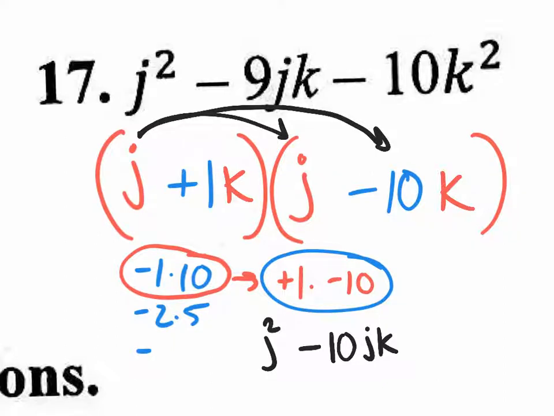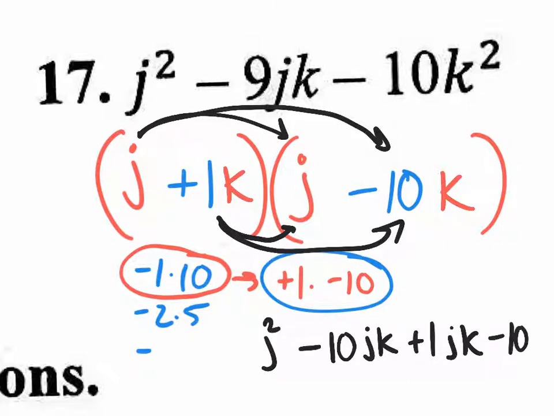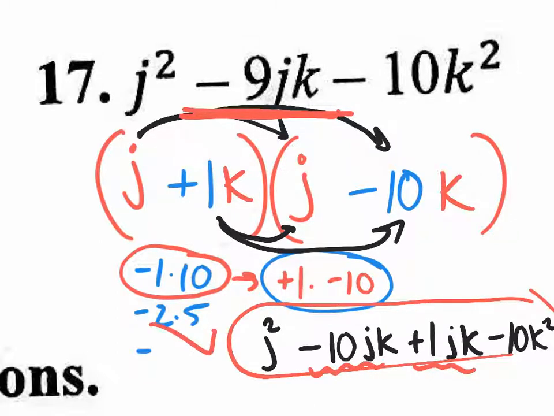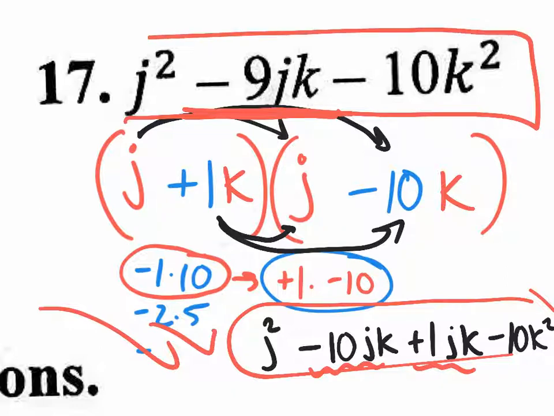And then if I go +1k times +1j, that'll be a +1kj, but let's put it in order, jk. And then +1 times +1k times -10k, that'll be a -10k squared. And if I did combine the middle values, you'll see that you really do get that b value up here of -9jk. So it really does work. Since we had two variables here, we distributed just to double check and make sure, check, that it does give us the above quadratic trinomial.